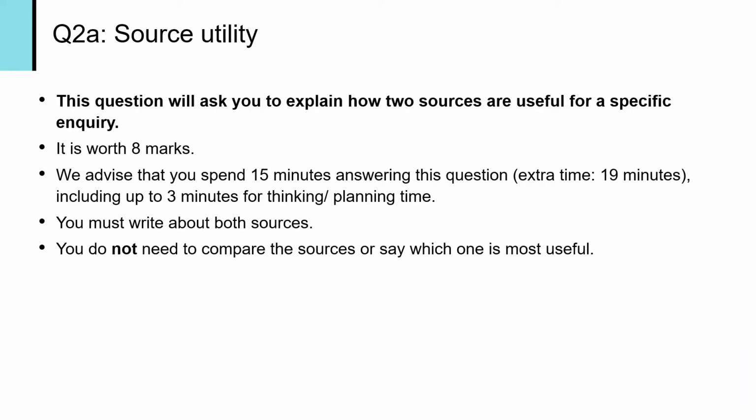Question 2a will ask you to explain how two sources are useful for a specific inquiry. It is worth 8 marks. We advise that you spend 15 minutes answering this question, and that includes up to 3 minutes for thinking and planning time. If you get extra time in the exam, we advise that you spend 19 minutes answering this question. You must write about both sources. You do not need to compare the sources or say which one is most useful.